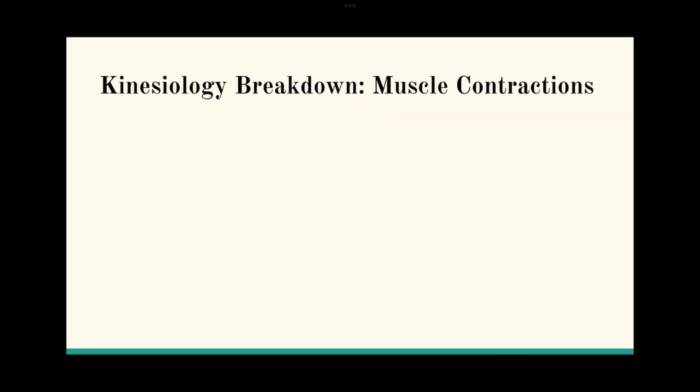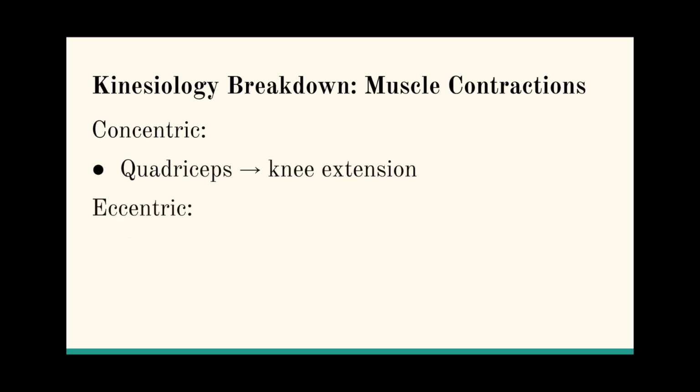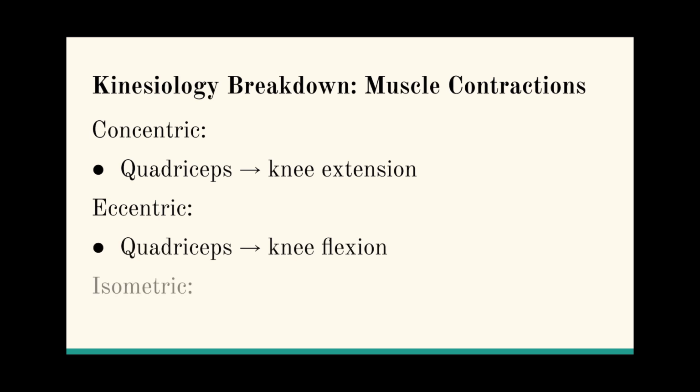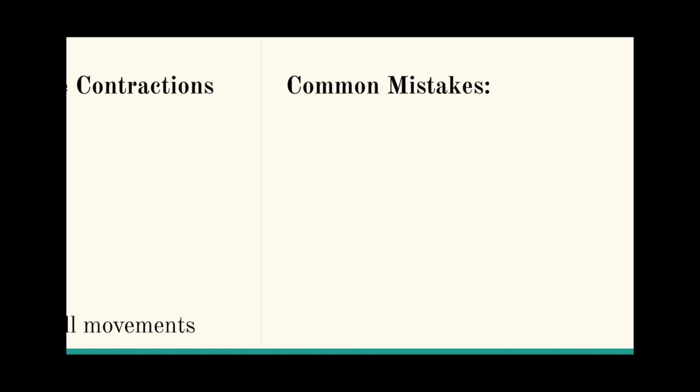Throughout this exercise, the 3 muscle contractions are used. Concentric contraction occurs in the quadriceps when the knee is extending. Eccentric contraction occurs when the quadriceps are performing knee flexion. And finally, the core, hip, and ankle stabilizers all perform isometric contractions to stabilize the body.